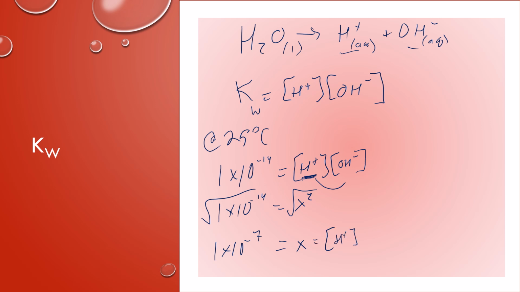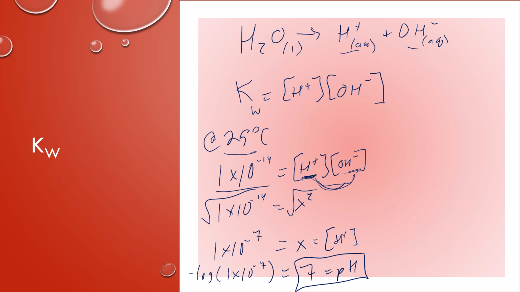And I can take the negative log of that value. Negative log of 1 times 10 to the negative 7th is 7, which gives us our pH, which makes sense that at 25 degrees Celsius, our pH of a neutral solution, when you have equal amounts of hydrogen and hydroxide, is 7. But let's say you're at a different temperature, and it tends to be, at a higher temperature, more of it will break down into ions, so this value is larger than 1 times 10 to the negative 14.